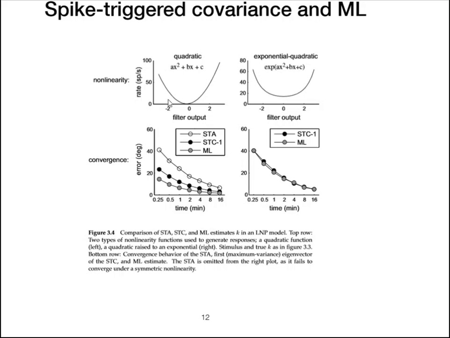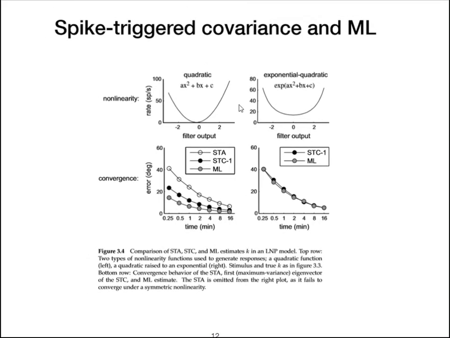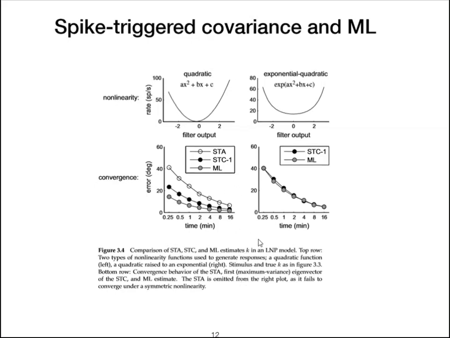They compared it with the spike triggered average and covariance with the estimate, and it seems that actually STC, spike triggered covariance, does pretty well.